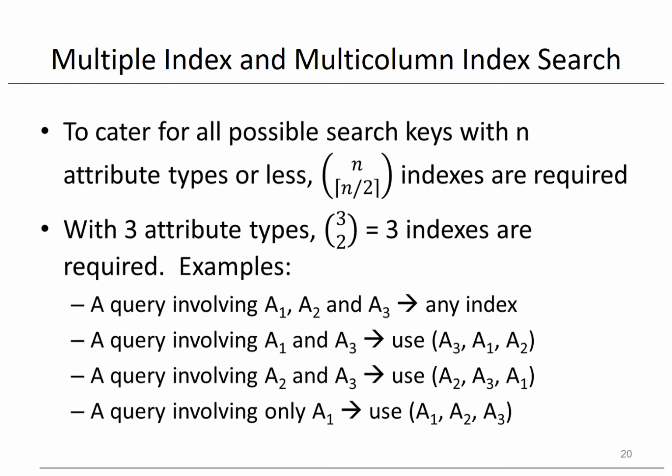A few cases are illustrated below. For a query involving A1, A2, and A3, any index can be used. For a query involving A1 and A3, use the index A3, A1, A2. For a query involving A2 and A3, use A2, A3, A1. And for a query involving only A1, use A1, A2, A3.